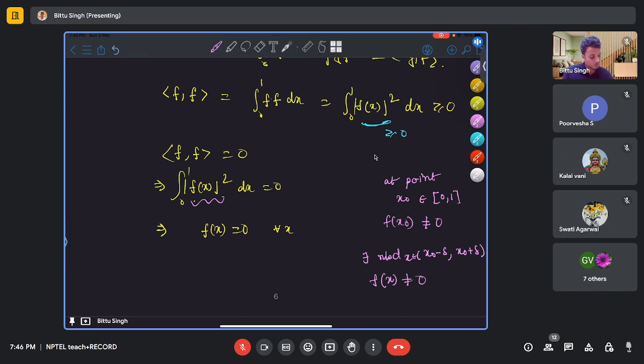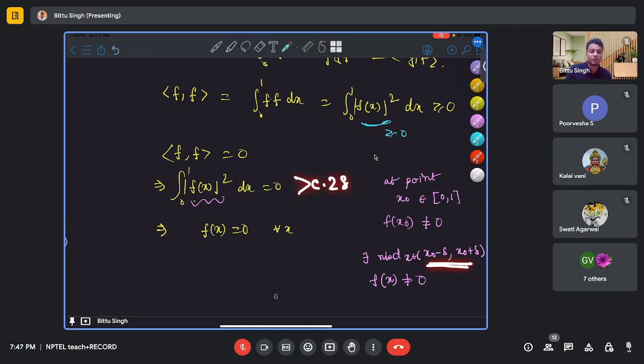So around that neighborhood, the integration, this thing always has some positive modulus, because you are taking the square of those things. So the integration will be some strictly positive thing. It will be some c times the length of that neighborhood. C times 2 delta.